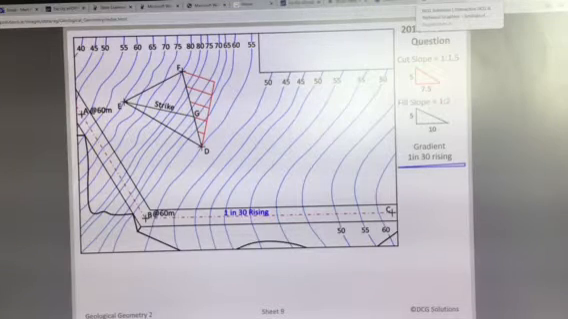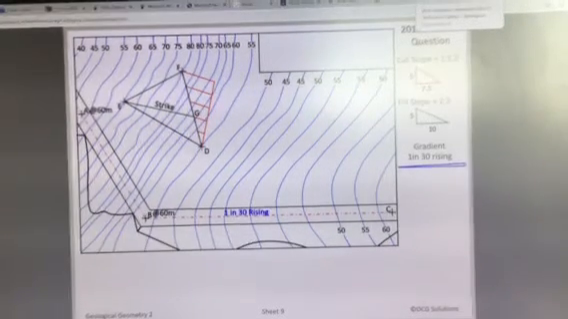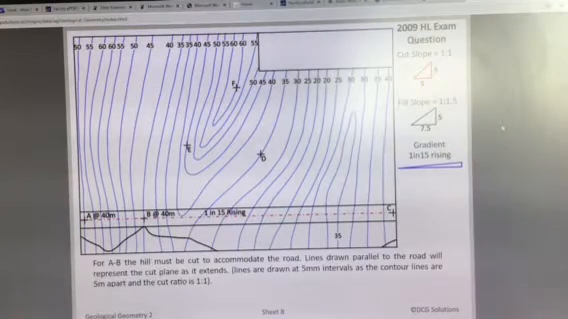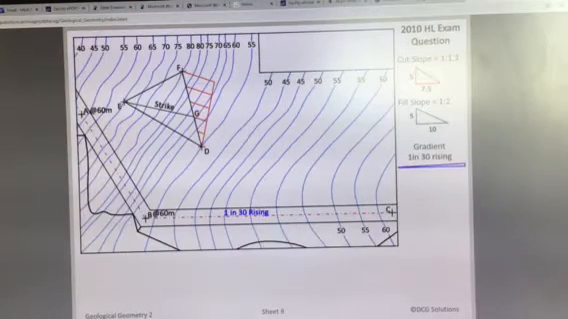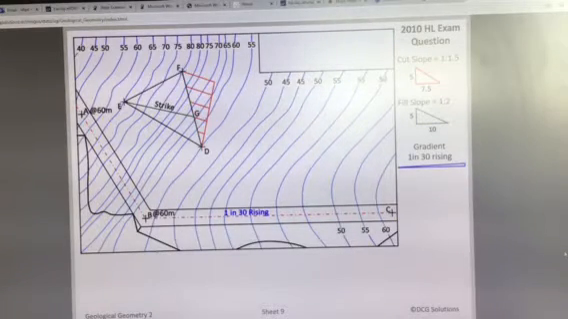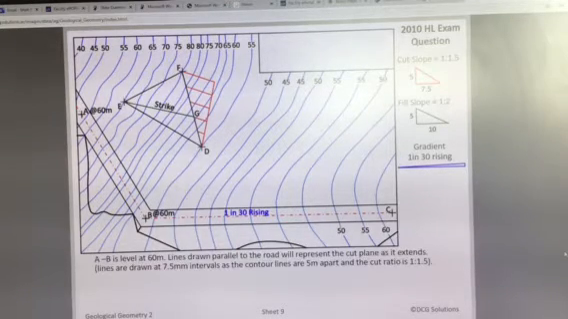Right, guys, just having a look at the solution to the question on sheet 9. So what does the question tell me? We've a cut slope of 1:1.5, so 5 meter intervals will give us a 7.5 distance. Fill slope is 1:2, so that'll be 5 to 10, and we've a gradient 1 in 30 rising.